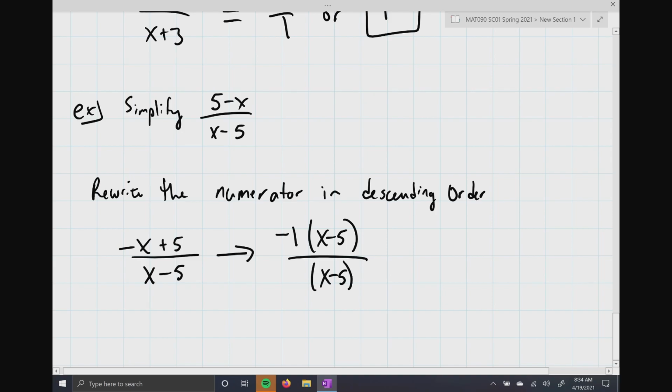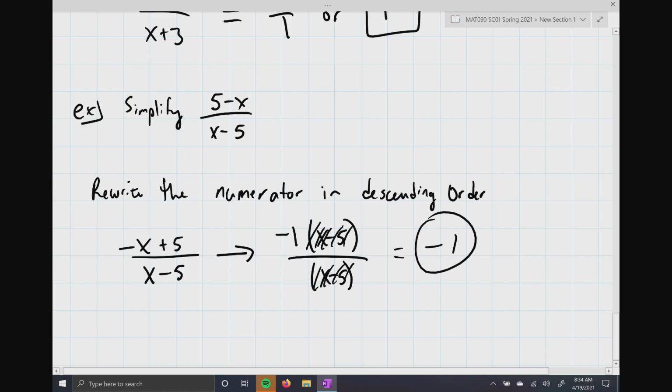So now that we see x minus 5 in the numerator and x minus 5 in the denominator, we know that's going to reduce to a 1. And negative 1 times 1 is negative 1. So that's one way you can look at this.